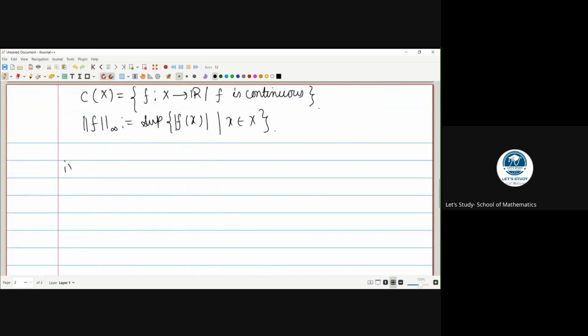Again, for the fourth example, I am going to take again this set. Now we define f1 in this way. It is also defined as a normed linear space. Okay.